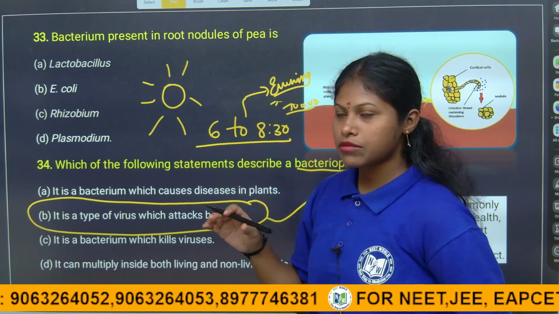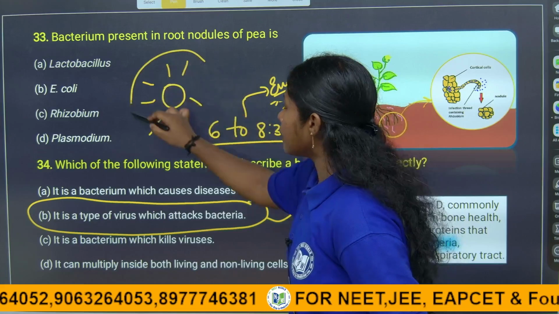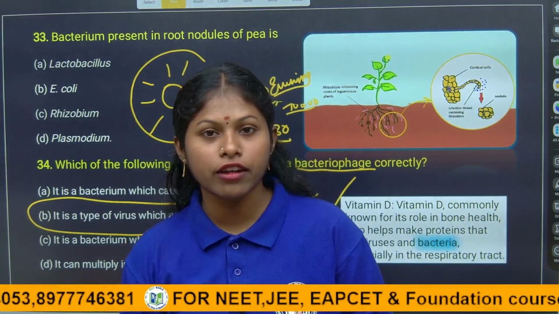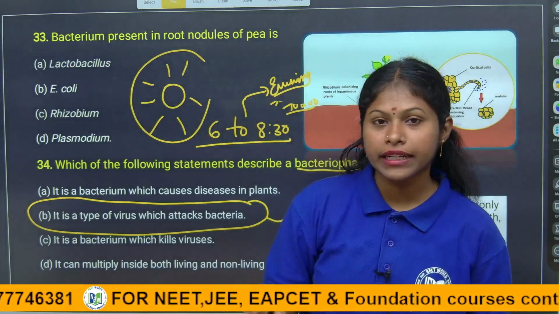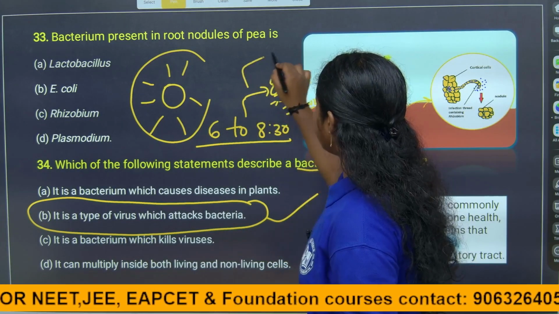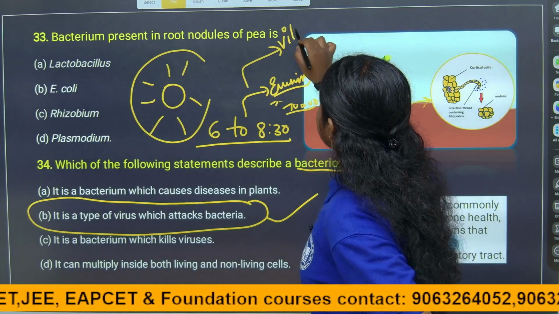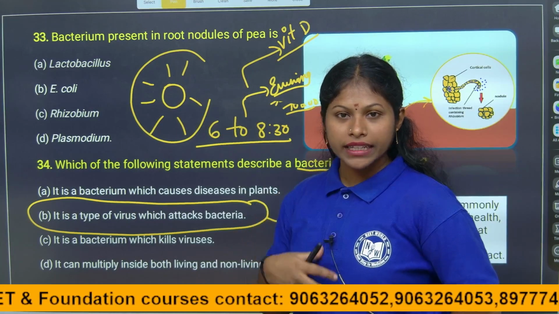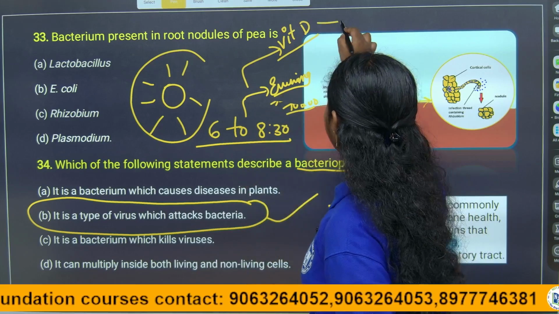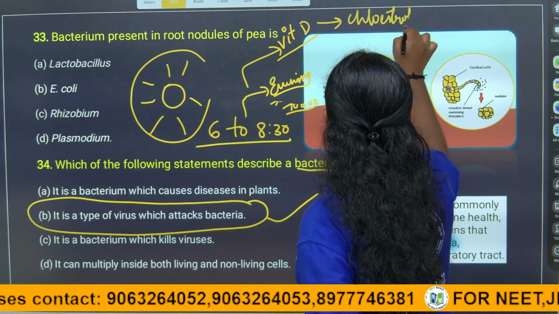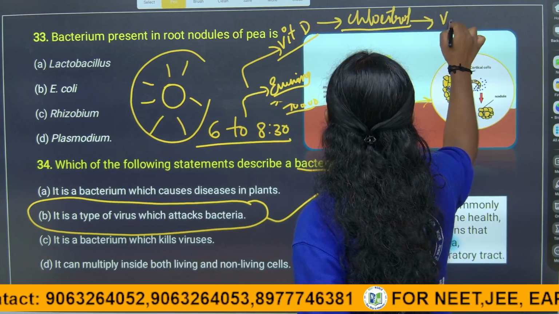So what will happen, children? When we are in the sunlight, the cholesterol in our body absorbs it and turns into vitamin D. The sun is not providing vitamin D directly to us. It is converting the cholesterol present in our body into vitamin D.